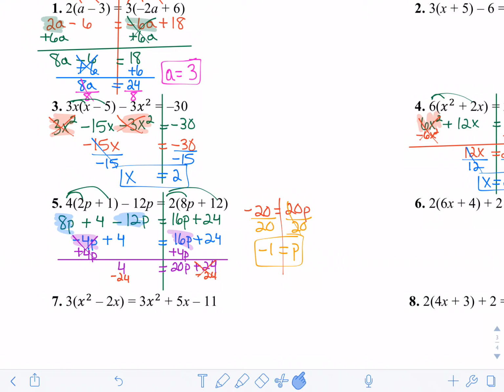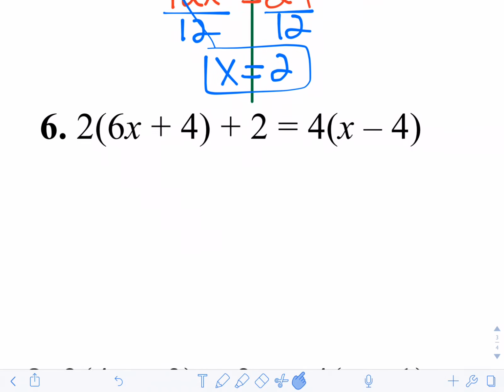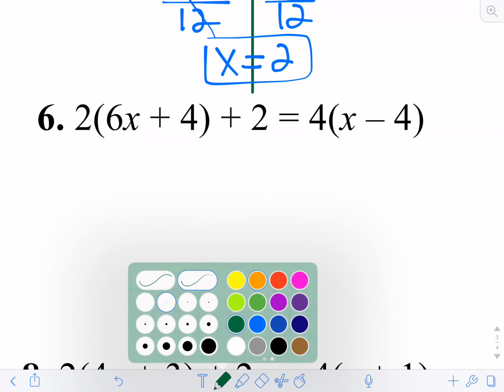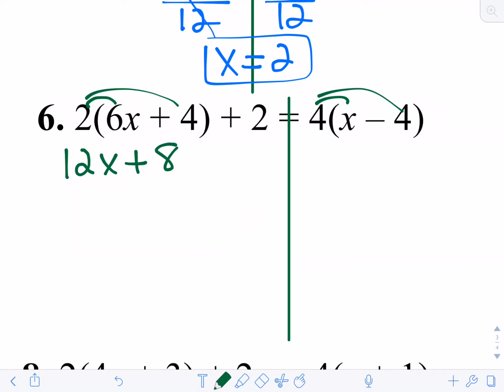All right, let's see, number 6. Okay, so number 6, I'm going to go ahead and draw my line. And I'm going to distribute the 2, distribute the 4. So 2 times 6, we have 12x. 2 times 4 is 8, plus 2. 4 times x is 4x, and 4 times -4 is -16.